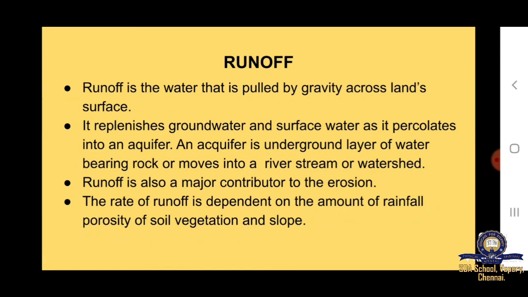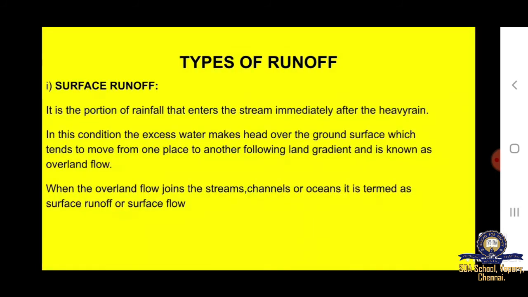And next, runoff. Runoff is the water that is pulled by gravity across land surface. It replenishes groundwater and surface water as it percolates into an aquifer. An aquifer is underground layer of water bearing rock, or it moves into a river, stream or watershed. Runoff is also a major contributor to the erosion. The rate of runoff is dependent on the amount of rainfall, porosity of soil, vegetation and slope. And now let's see the types of runoff.